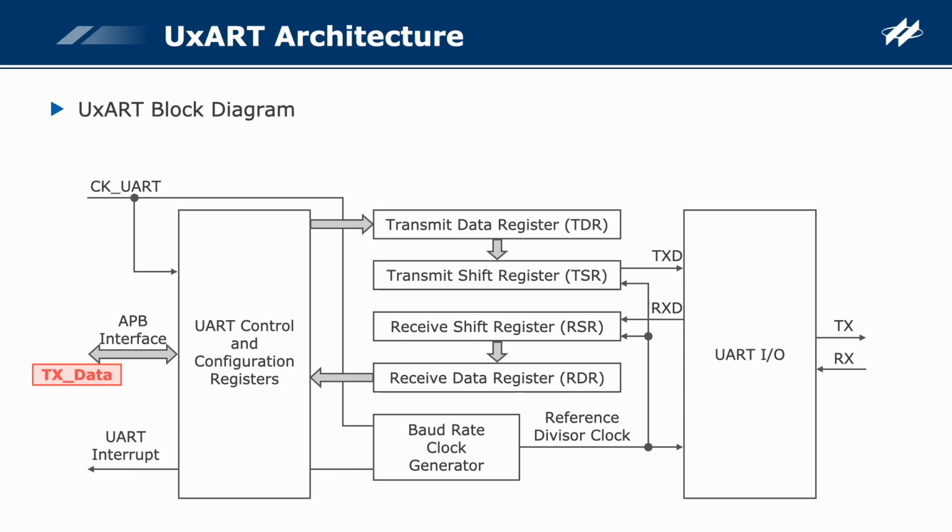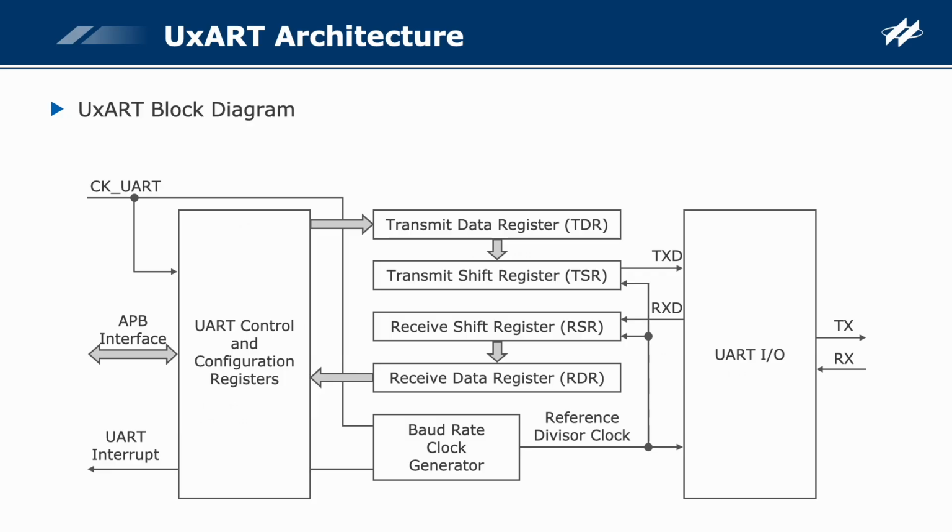During transmission, the hardware first writes the TX data to the transmit data register, then to the transmit shift register. The data is then converted into a TX byte under the reference divisor clock and is output via an I/O port. During reception, the RX byte is decoded into RX data under the reference divisor clock and stored in the receive shift register. It is then written into the receive data register. The system reads the receive data register to obtain the RX data. In addition, the UxART provides several interrupt signals to interrupt the system promptly for processing UxART operations.